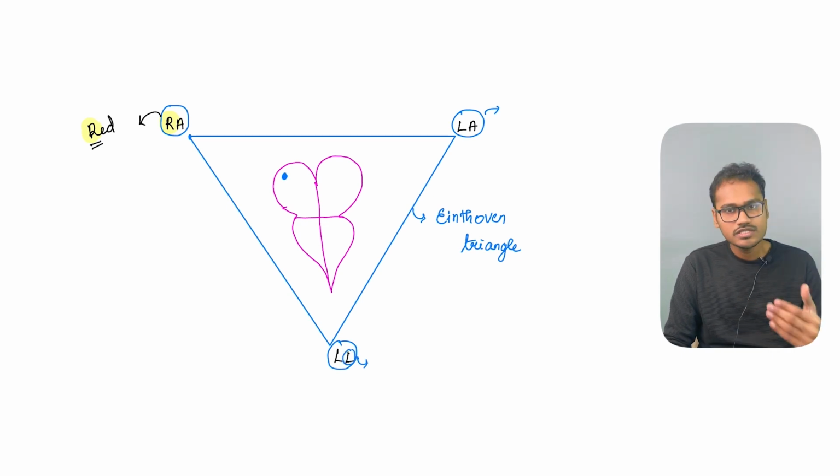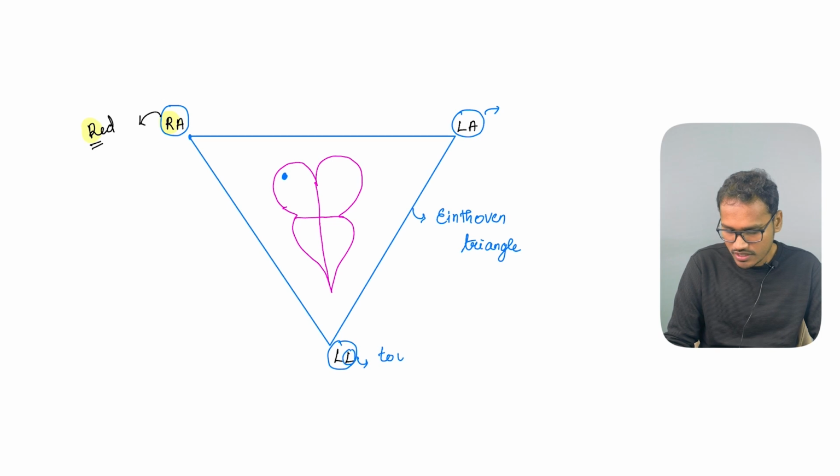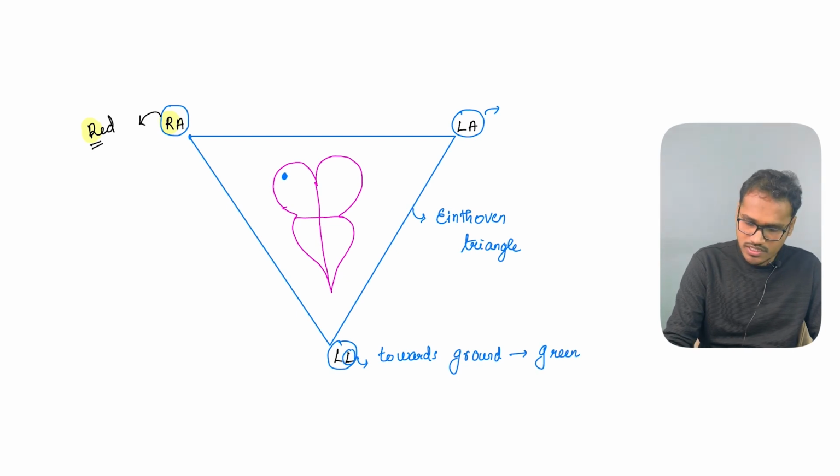Leg is towards the ground, so you remember it is towards ground. So the color of the electrode which we are going to attach here is green. So you can remember it like towards the ground, green, G for G. And the other one is yellow in color, which goes to the left arm.